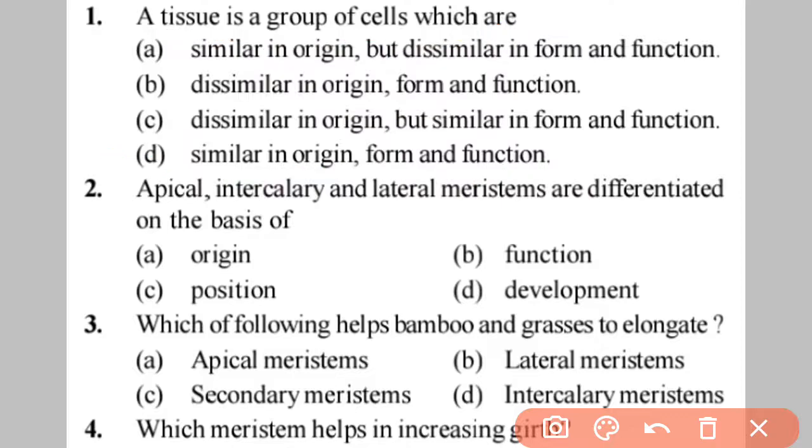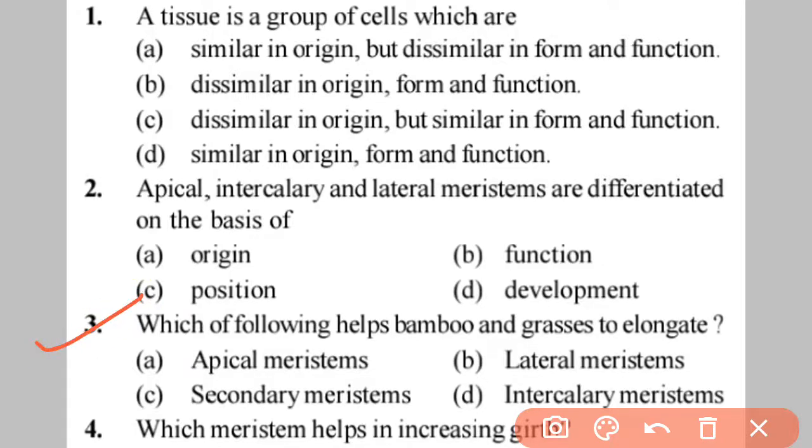Let's move on. Question number 2. Question number 2 is, apical, intercalary and lateral meristems are differentiated on the basis of origin, function, position or development. So it is basically differentiated on the basis of position. So option C is correct. Let's move on to the next question.